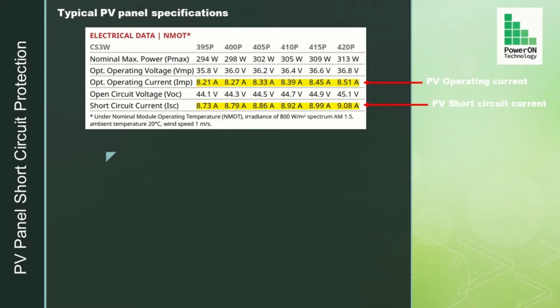The second highlighted line in the table shows the PV panel short circuit current. This current also remains the same when a number of panels are connected in series to form a PV string of panels. The important aspect to point out here is the relatively small difference between the operating and short circuit current of PV panels. The two values differ by no more than 7%.